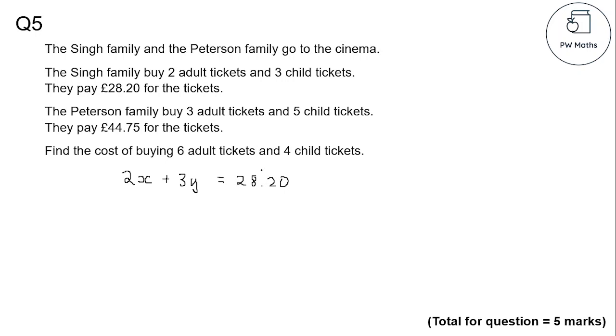28.20. It then says the Peterson family, well, they buy 3 adult tickets, so 3 X's, and 5 child tickets, plus 5 lots of Y, and they pay £44.75. Now you could do this the old traditional way of circling the Y's and getting something that they both multiply into, but let's not forget we've got the Casio ClassWiz calculator.